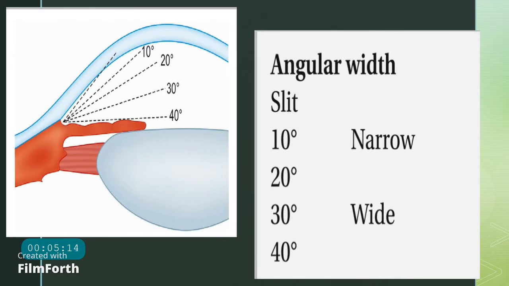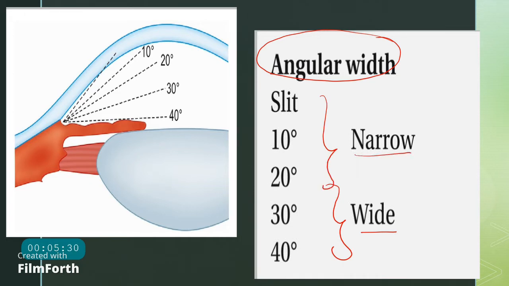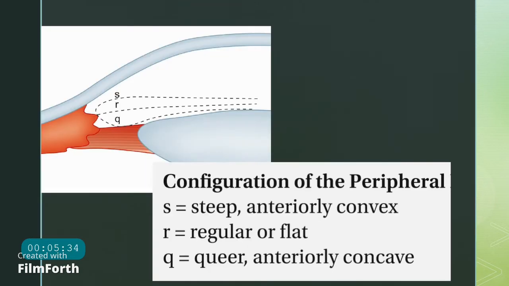Then the next factor, just like in the Schaffer's classification, here also in the Spaeth we have the angular width, in which again we have slit, 10 degrees, 20, 30 and 40. And just like there, I told you that 30 to 40 is mostly wide and slit 10 to 20 degrees is narrow angle. So this factor is also considered in the Spaeth classification.